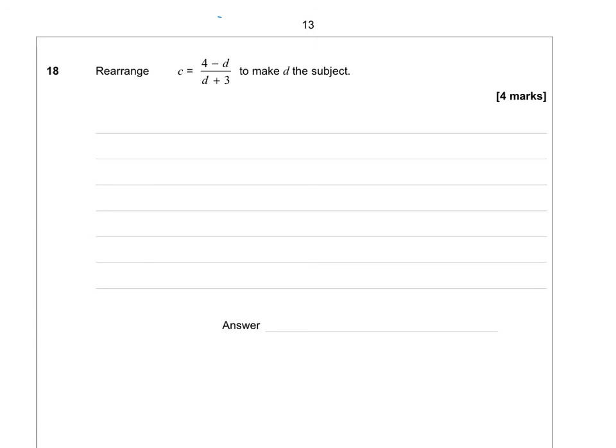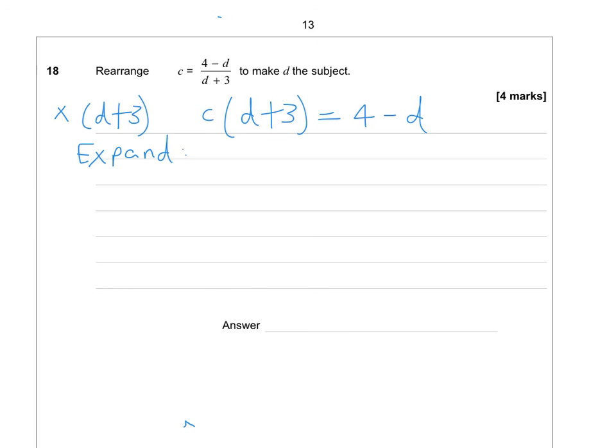Question 18. Rearrange this formula to make D the subject. So first step here, we're going to multiply both sides by D plus 3. So C multiplied by D plus 3 is equal to 4 minus D. The next stage, we're going to expand the brackets on the left-hand side. So we get CD plus 3C, not C3. We write 3C equals 4, take away D.